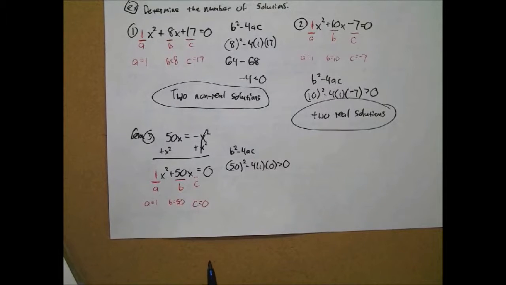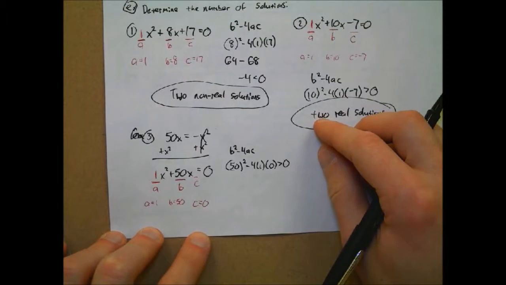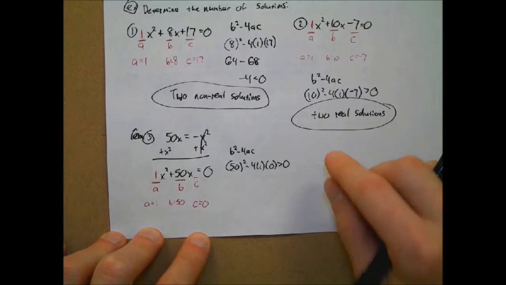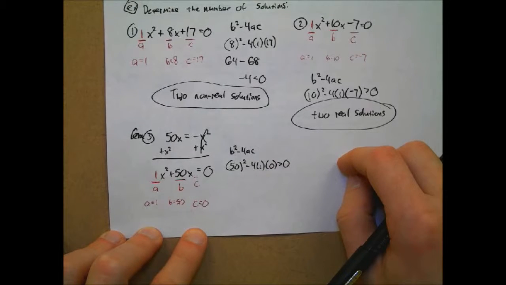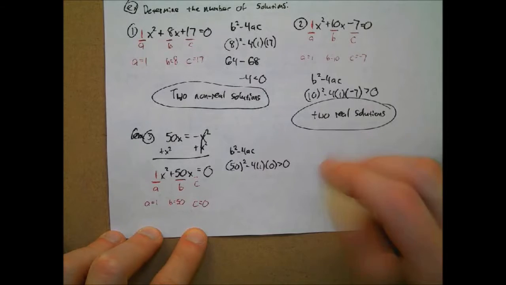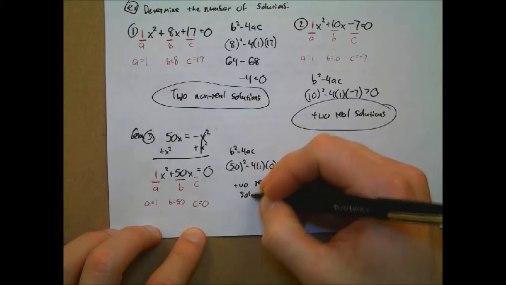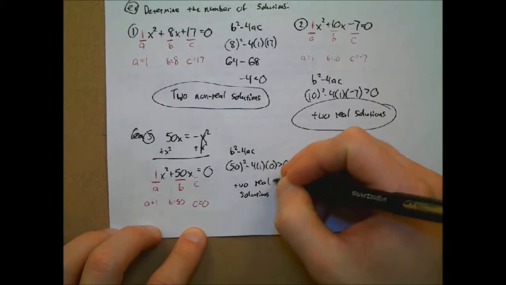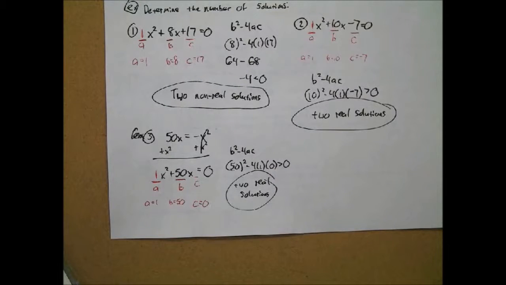Again, if you find yourself making mistakes, just simplify it out. You can just type that in your calculator and see if it's greater than 0, less than 0, or equal to 0. So since this is greater than 0, how many solutions do we have? Two real solutions. Okay, 2 real solutions.